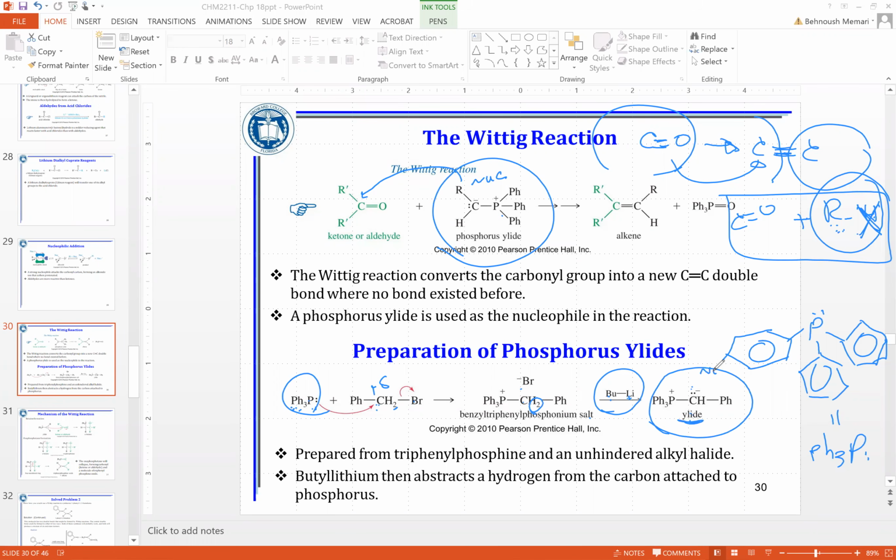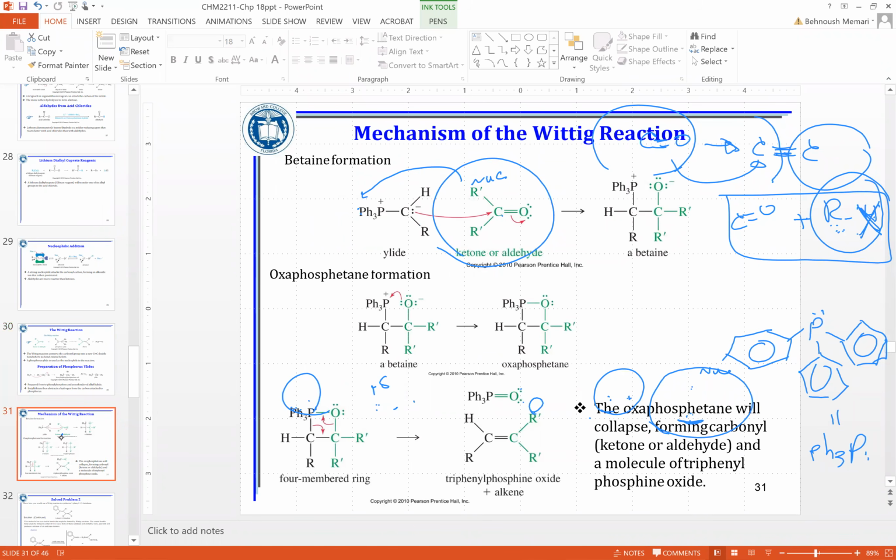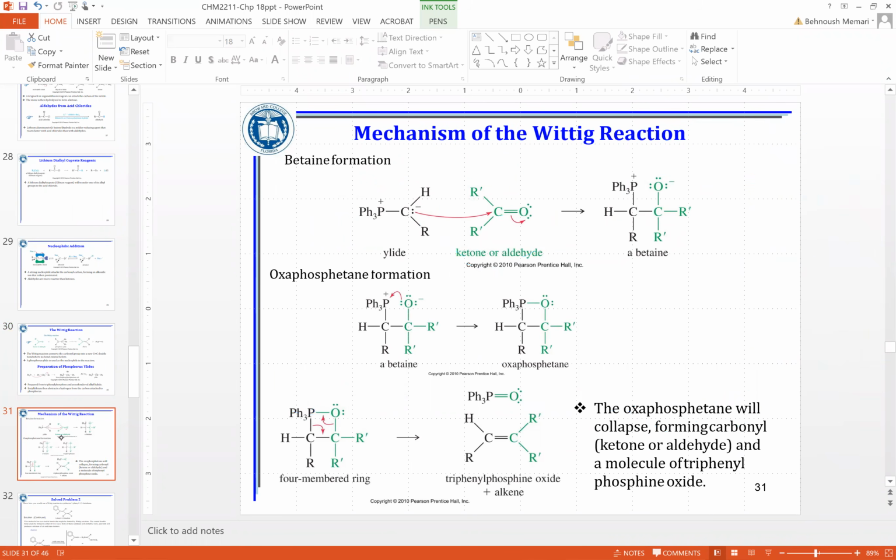The ylide acts as a nucleophile, and the nucleophile would attack the carbonyl group. So when the nucleophile attacks the carbonyl group, there is going to be a rearrangement.